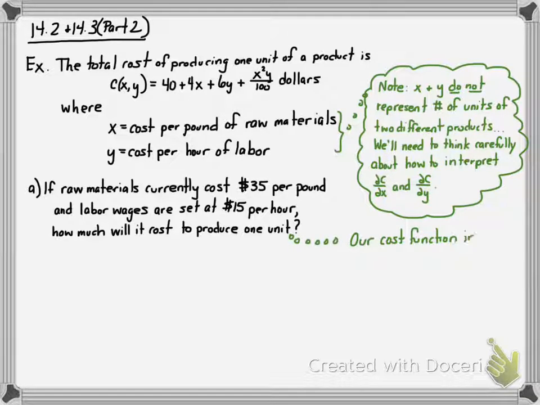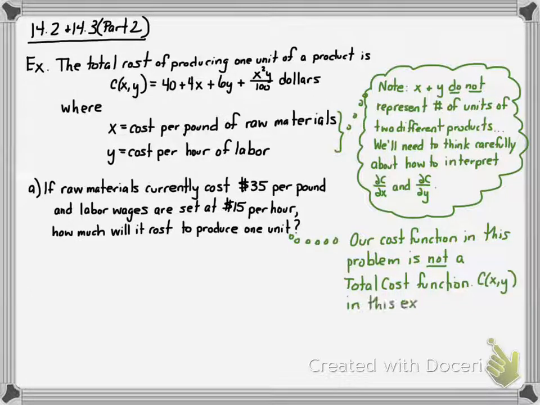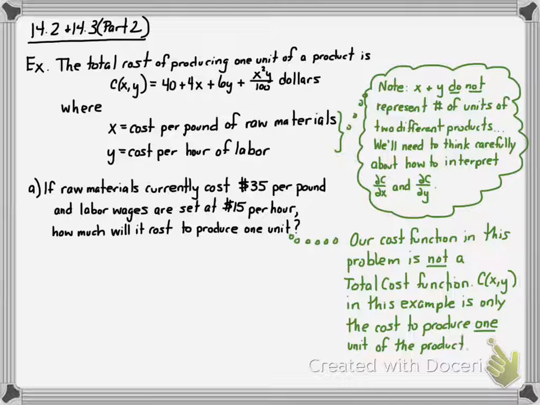Okay. Now, a second observation here is that unlike the joint cost function that we would have if x and y represented the number of units of two different products, in this case, the output is not the cost to produce x units of something plus y units of something else. In this case, our cost function is strictly about 1 unit of the product being produced. So our input is the cost of the raw materials and the hourly cost of labor. And those two pieces of information inform us about the cost to produce 1 unit of our company's product.